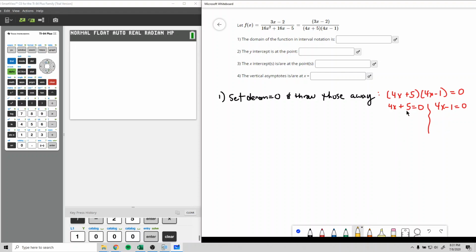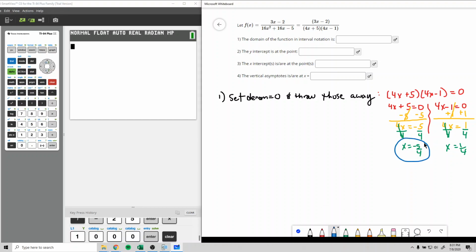And now solve each one of these. For the one on the left, we subtract 5 on each side. We got 4x equals negative 5. And then we divide each side by 4 to get x is negative 5/4. And the one on the right, same idea. We add 1 to each side. We got 4x equals 1. And then we divide each side by 4, and we get x equals 1/4.